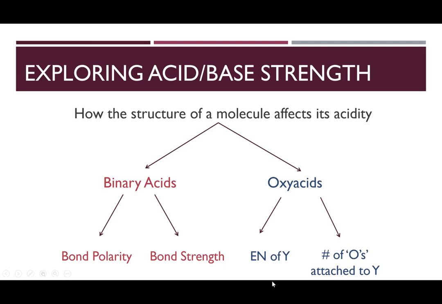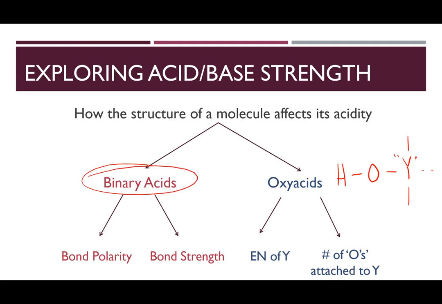For oxyacids, we're going to talk about the electronegativity of, we'll call it, the other atom involved in this. So like I said, for oxyacids, you're going to have a hydrogen, an oxygen, and then some other atom Y. We're going to talk about how the electronegativity of that other atom affects the strength. And then we're going to talk about the number of oxygens attached to that guy. So is there one attached? Is there two? Is there three? Is there four oxygens attached? And how does that affect acidity?